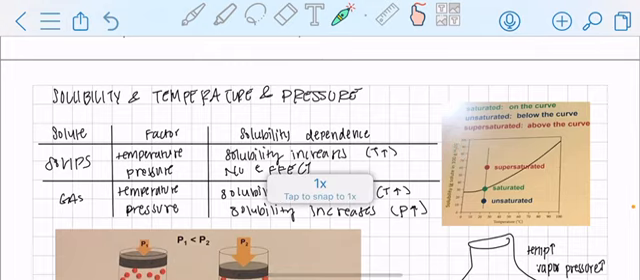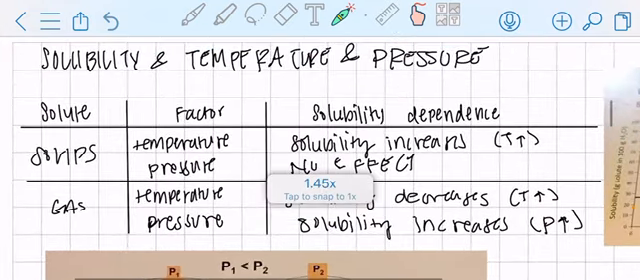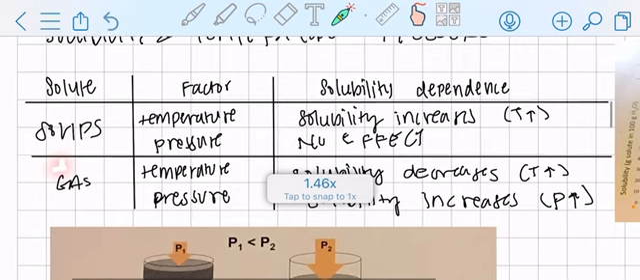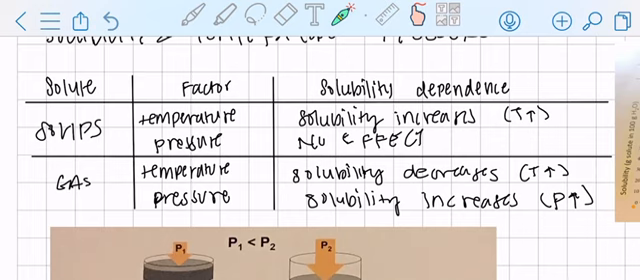Solubility, temperature, and pressure. For solids, solubility increases with temperature. For instance, if you're making tea, if you're putting ingredients in water, they will be more soluble when we put them in hot water versus cold water. And pressure has no effect on solids because you cannot compress a solid.